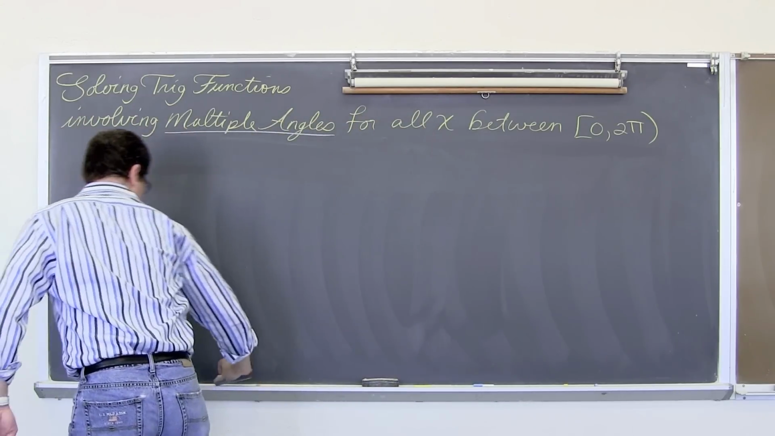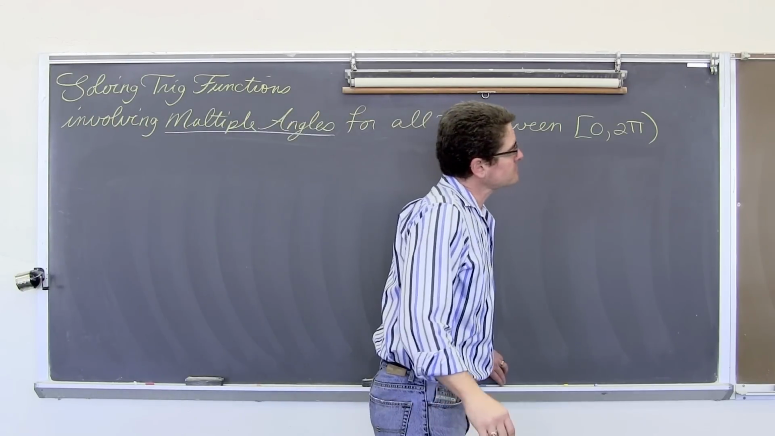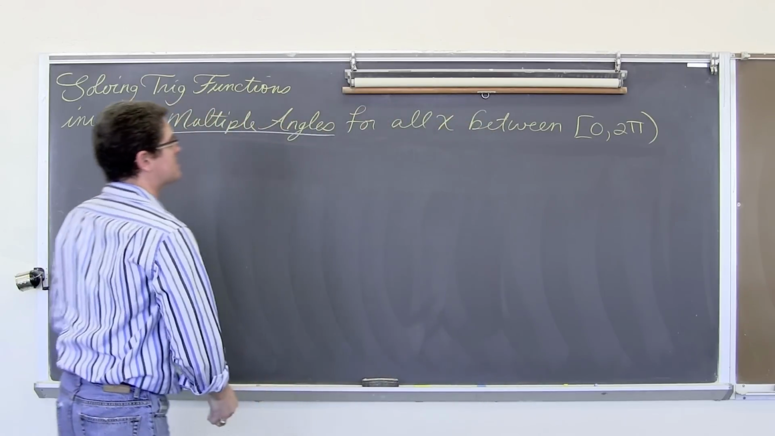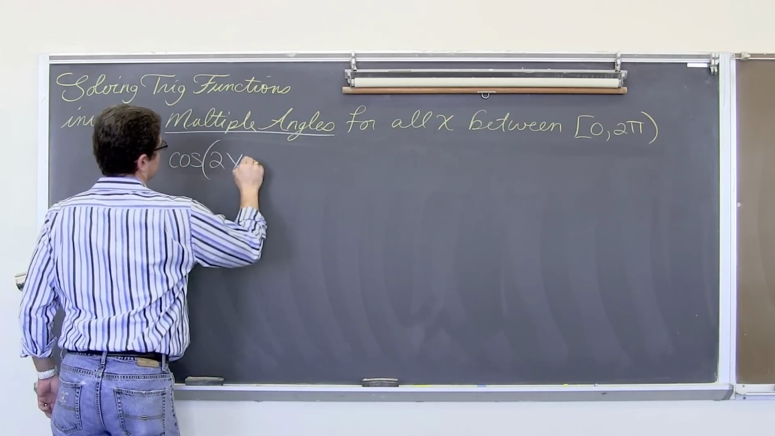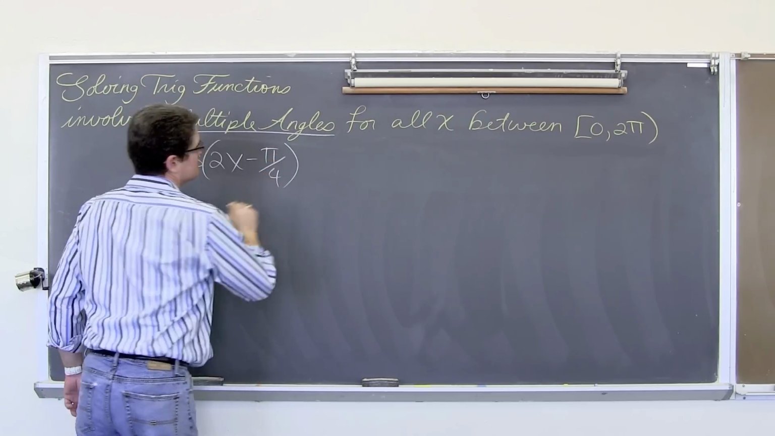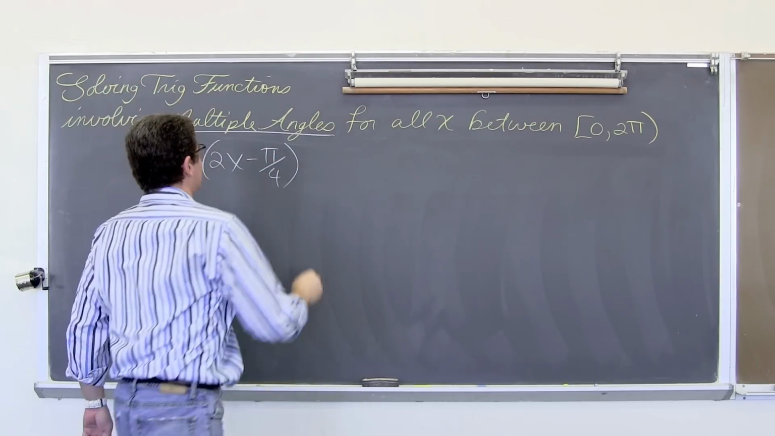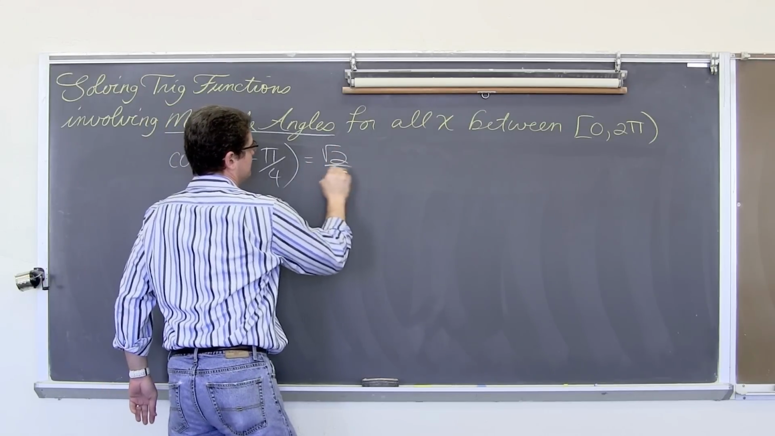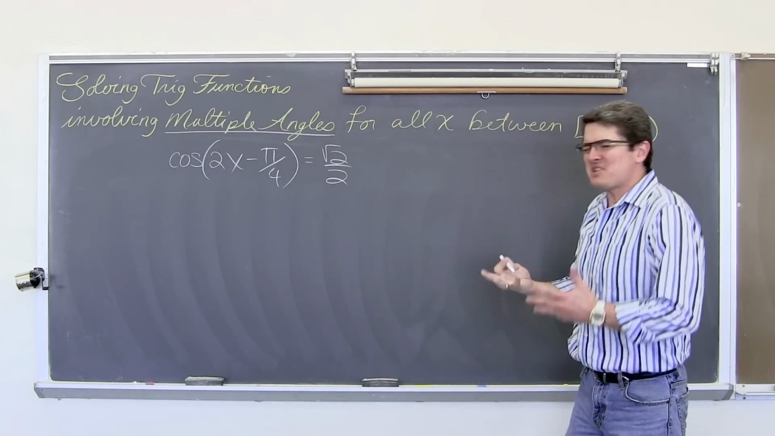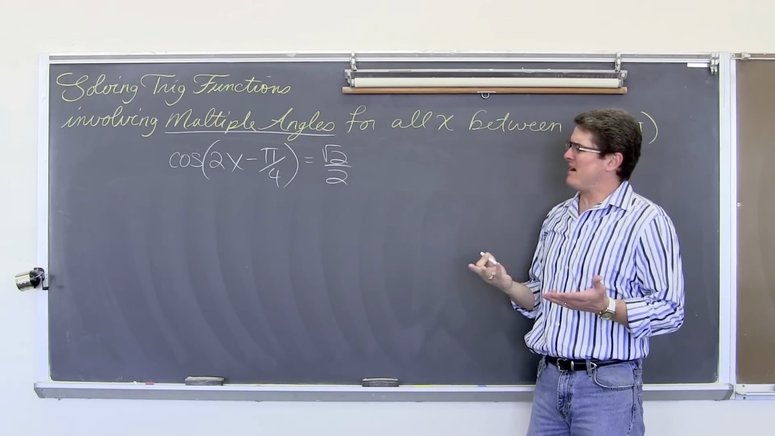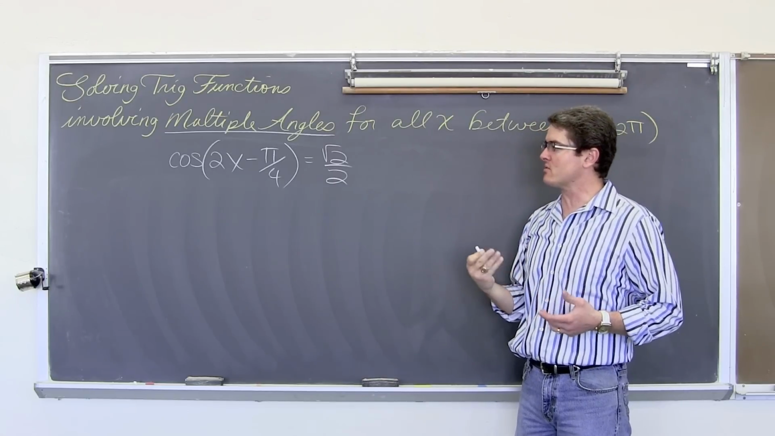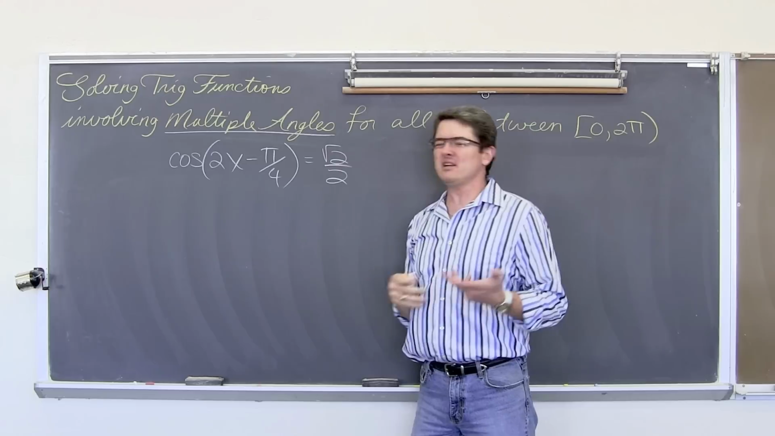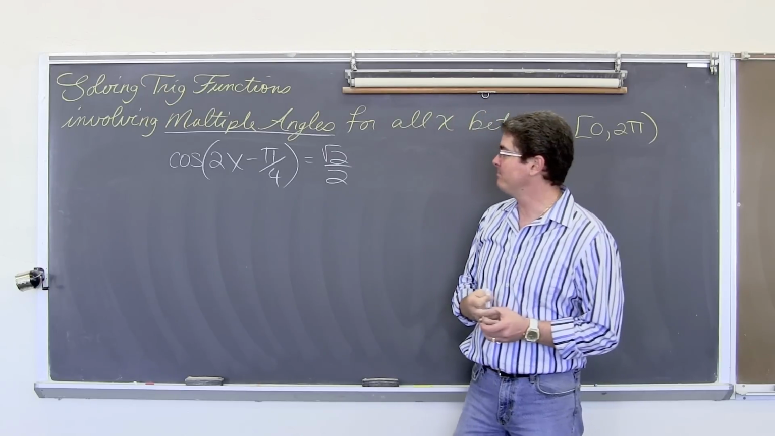Okay, for our next example, let's take a look at the cosine of 2x minus pi over 4 equals square root of 2/2. All right, so this is kind of a funny looking angle, 2x minus pi over 4. I think we're going to need to go around that unit circle two times, and let's just see how the negative pi over 4 works out.